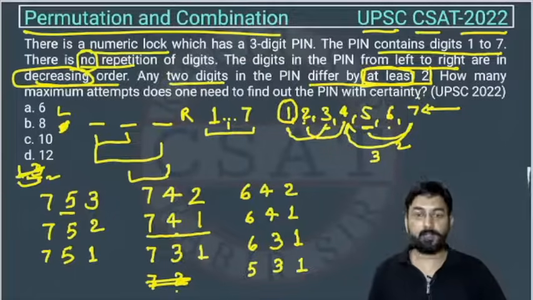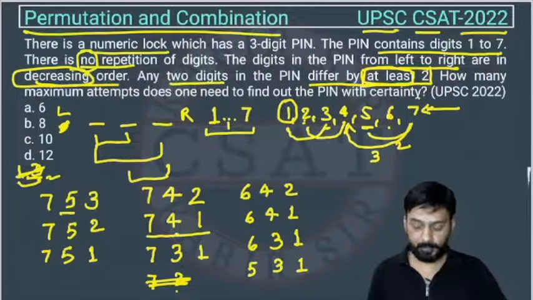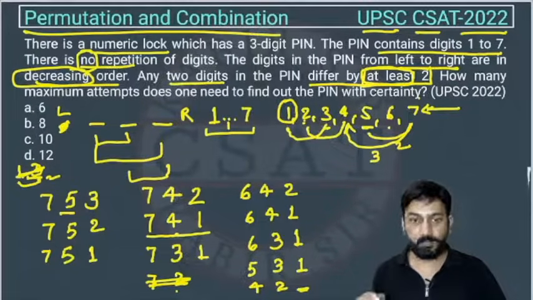Because after 5 2 we cannot put any other term, right? So 5 2 is not possible. Now, can we start with 4? If we are starting with 4, then the 2 will come here, so there is no digit left for here. So 4 2 we cannot start with 4.